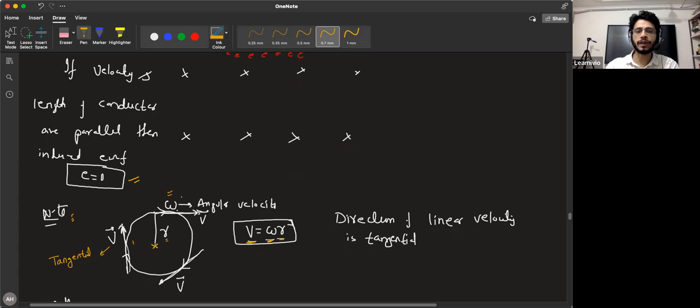So the direction of angular velocity in this case is inwards, into the plane. If it is going clockwise, then into the plane. If it goes anti-clockwise, then out of the plane. Here again, we use the right-hand thumb rule. We curl our fingers with the sense of omega and the thumb gives the direction of the axis.